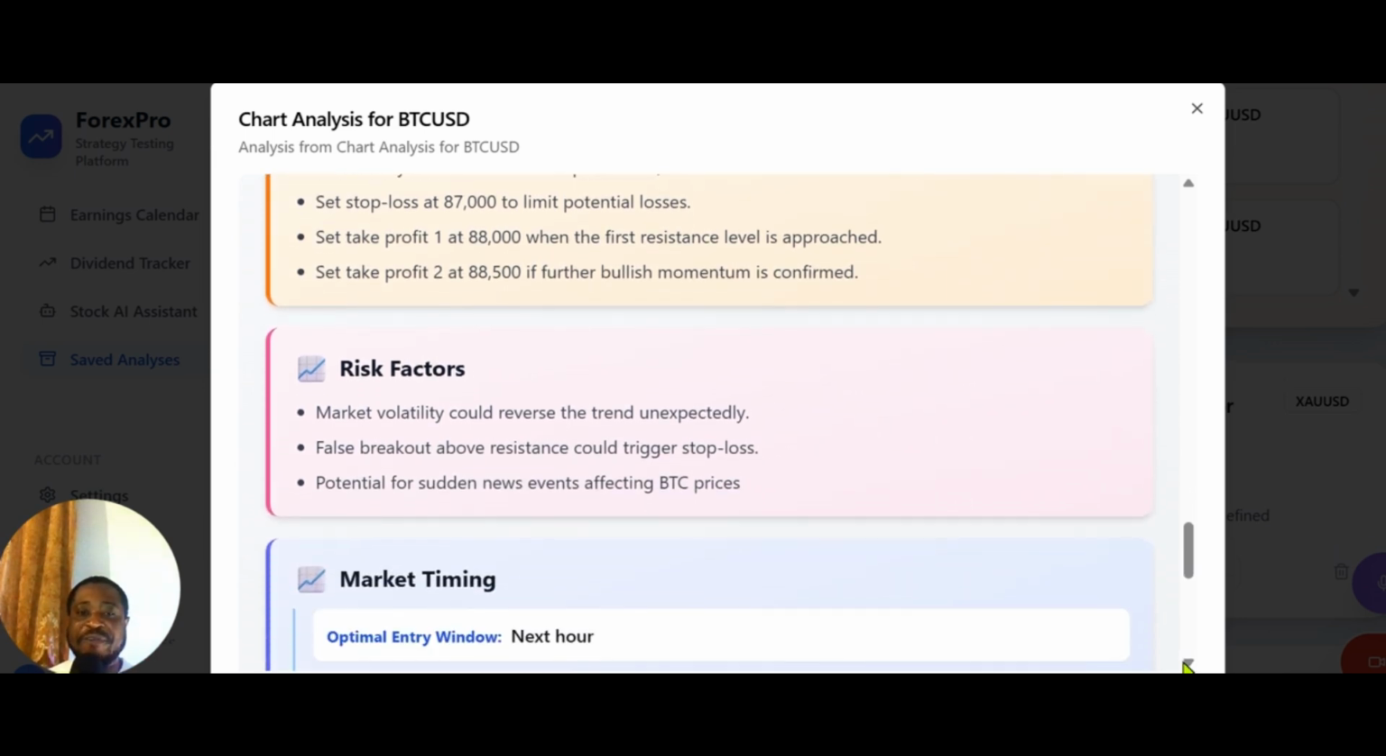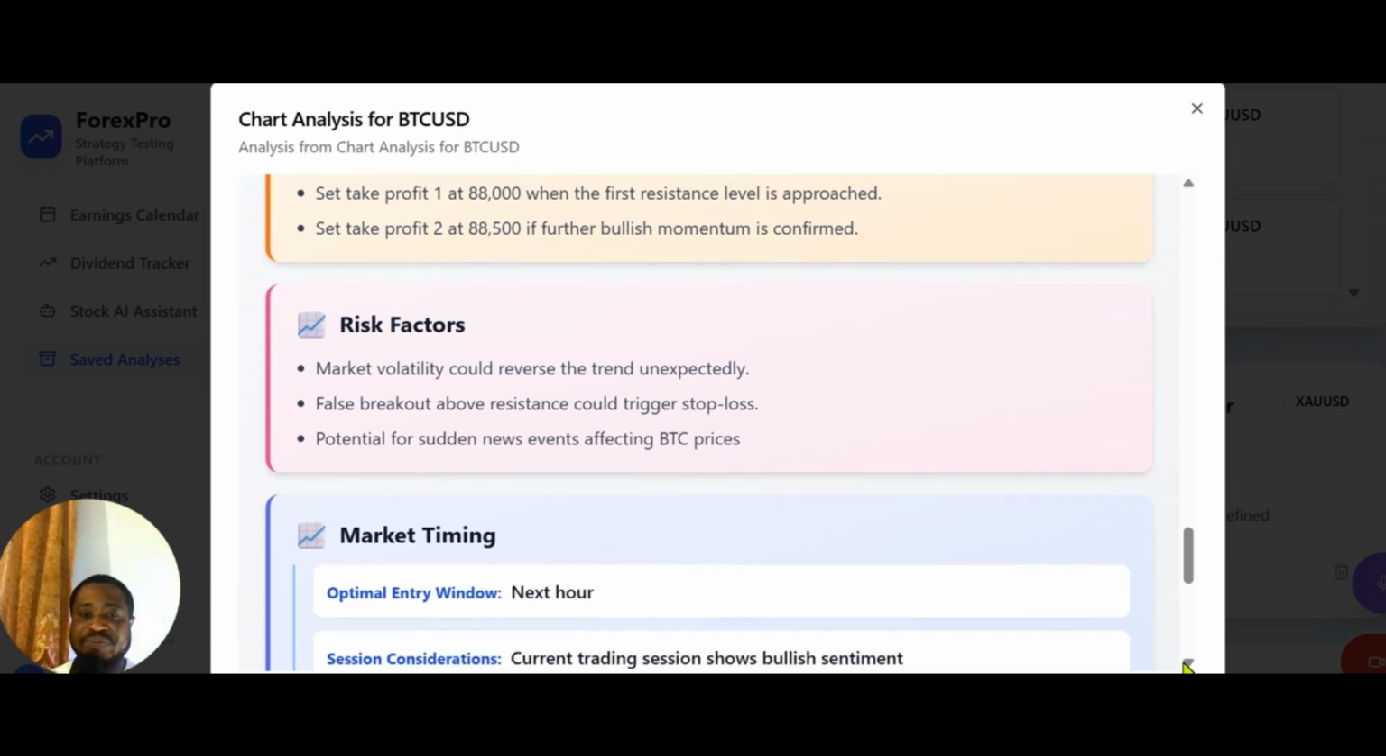Market volatility could reverse the trend unexpectedly. These are the risk factors it is telling you. A false breakout above resistance could trigger the stop loss. Potential sudden news events affecting Bitcoin can also affect the trade direction. So you have to be mindful of these, and sometimes you have to check how the trade is doing so that you can amend one or two things.